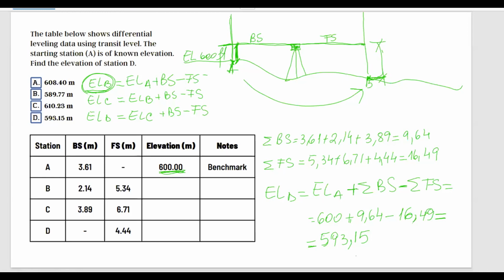And this is how you calculate directly the elevation at station D without calculating the elevation at each station. And you want to do that, especially on the exam, because you would like to make sure you spend as little time as possible solving a problem like this. This means that the correct answer is D.